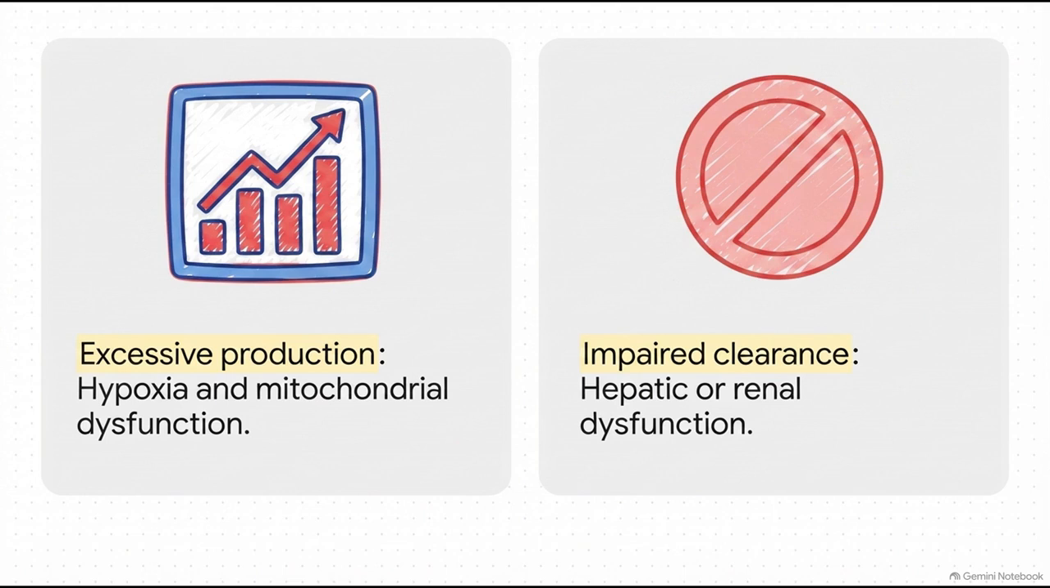On one hand, we've got excessive production. This is driven by tissue hypoxia, systemic hypoperfusion, where the blood just isn't circulating properly, or severe cellular and mitochondrial dysfunction. The cells are basically starved of oxygen, so they're churning out lactic acid in absolute panic mode. On the other hand, you have impaired clearance. Even if production is totally normal, if a patient has hepatic or renal dysfunction, the liver and kidneys simply can't clear the acid fast enough. And with sepsis? Well, you frequently see both of these happening simultaneously, which is exactly why those levels can absolutely skyrocket.